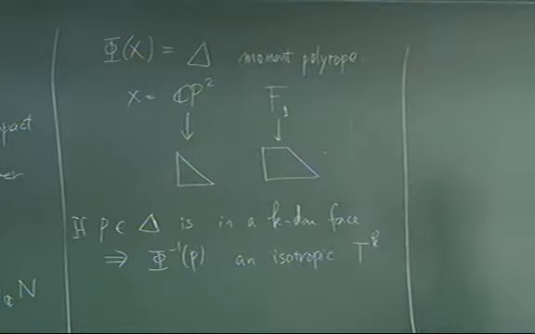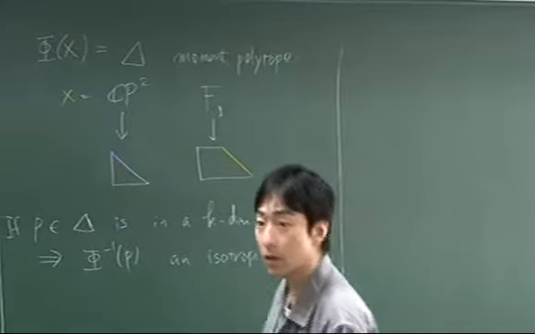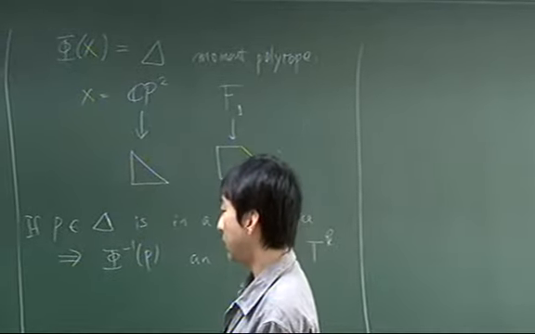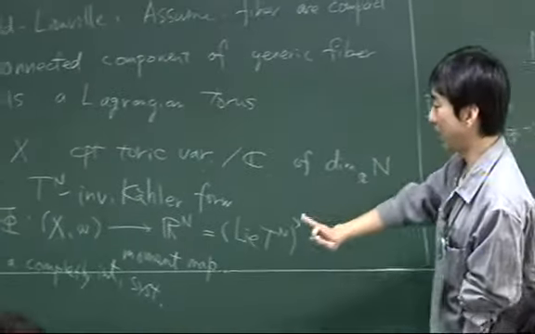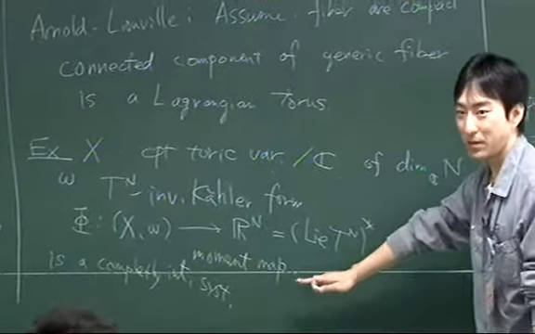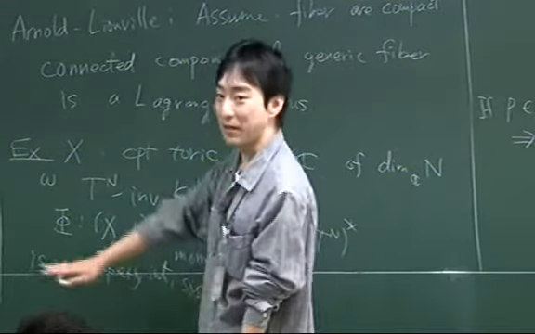Sorry? Is this moment polytope only for this example or for every completely integrable system? So in this case, this is the moment map. Not necessarily. No.